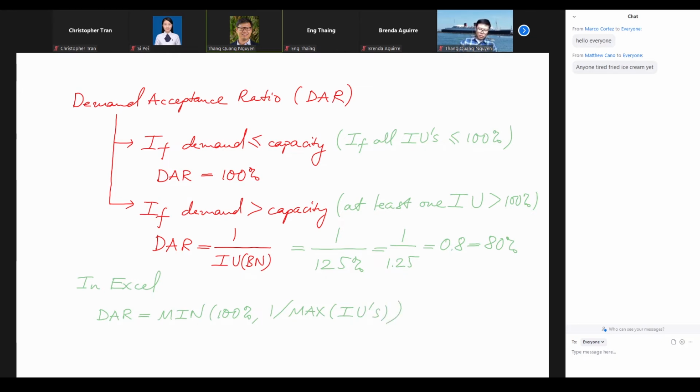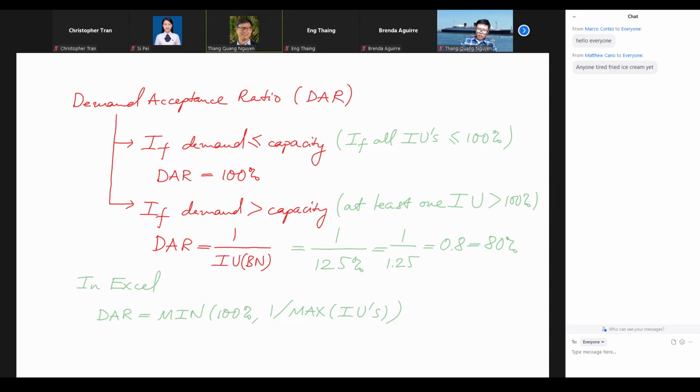It might look technical, but actually this equation is a sum of these 2 scenarios. Either we accept all the demand, or we can only handle partial of the demand, right? That's why we have these 2 terms here. And in the second term, we take 1 divided by the IU of the bottleneck. So this is 1 divided by the maximum among all the IUs. It is the same thing. It's just a way to specify the equation in Excel for it to work, right? So that's how we find the DAR, the demand acceptance ratio.